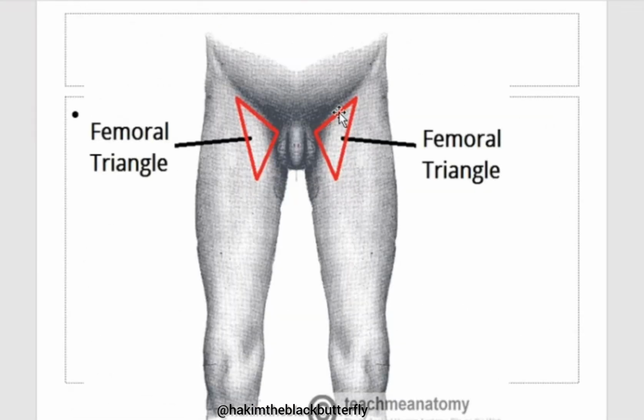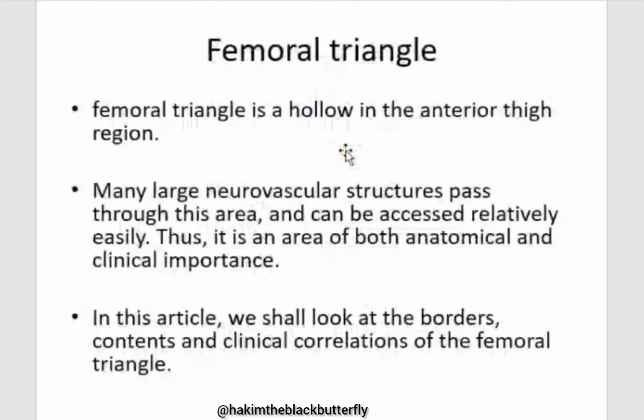It forms the superior border of the femoral triangle. This is the medial border. This medial border is formed by a muscle known as adductor longus. It's a muscle of the medial compartment of the thigh. And this lateral border is made by the muscle known as the sartorius, which we have talked about as a muscle of the anterior compartment of the thigh.